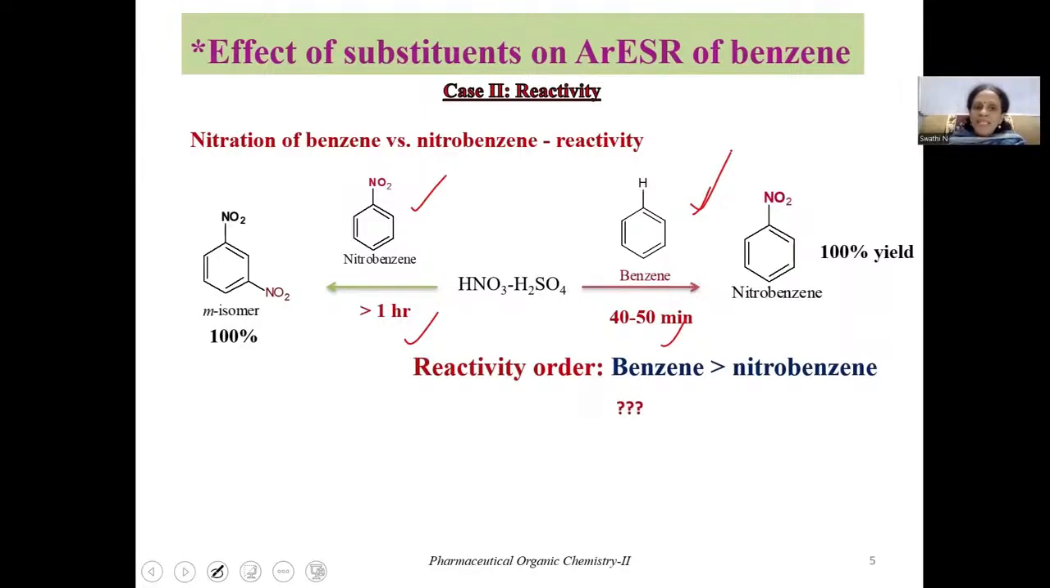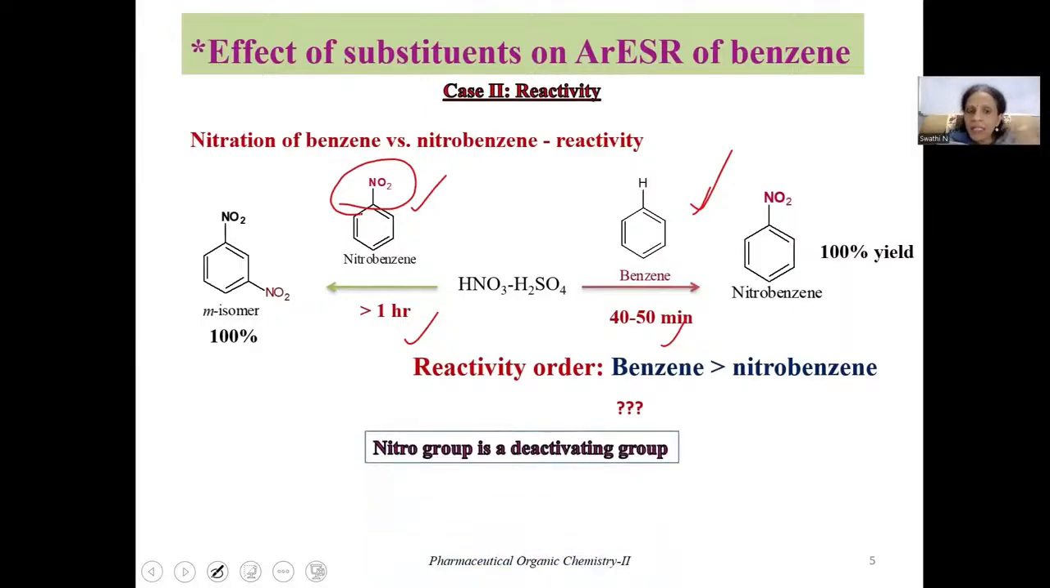And what makes nitrobenzene less reactive when compared with benzene? You can make out the structural difference between nitrobenzene and benzene. Here nitrobenzene has a nitro group. This nitro group present on the benzene ring system makes the ring system less reactive. That means it is deactivating the ring system, and that is the reason it takes more time to complete the reaction. That means the nitro group is a deactivating group. So the presence of certain groups will activate the ring system while other groups will deactivate the ring system towards electrophilic substitution reaction.